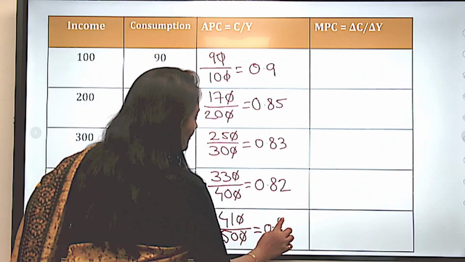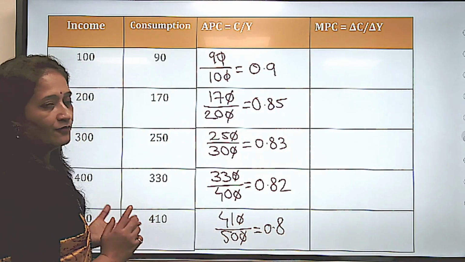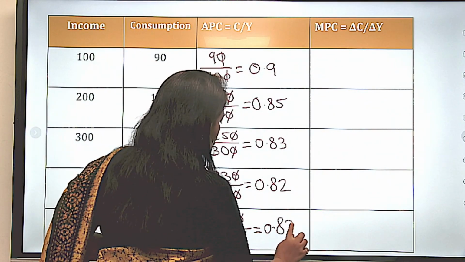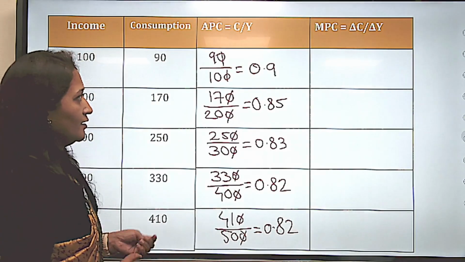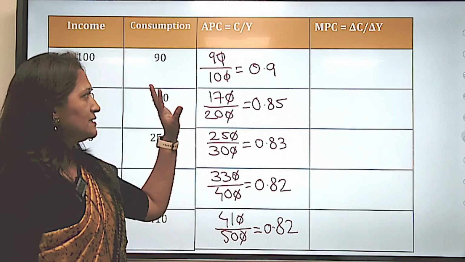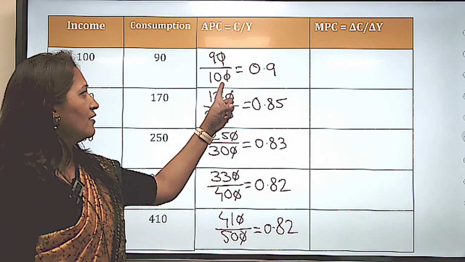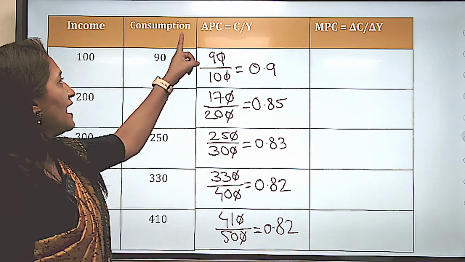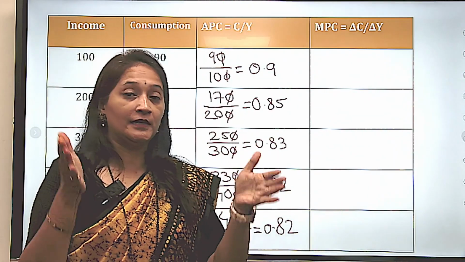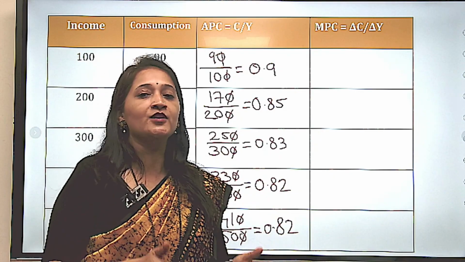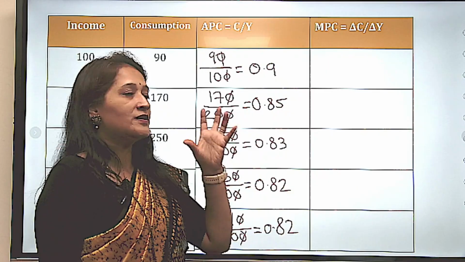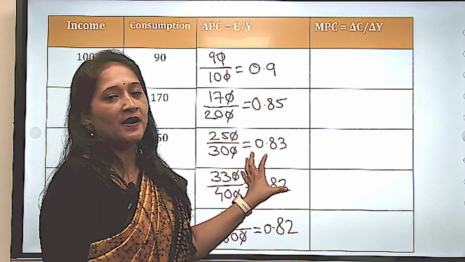So 858 is our 400. 10 left. 52 is our 100. So you can see it is so easy to calculate. It's simple mathematics, simple arithmetic that we have used here to get the value of average propensity to consume. That is what part of your income you are spending on consumption. These values tell you this much percentage of income you are spending on consumption.